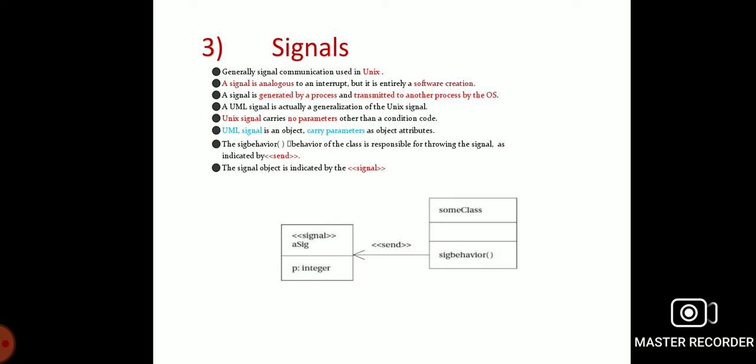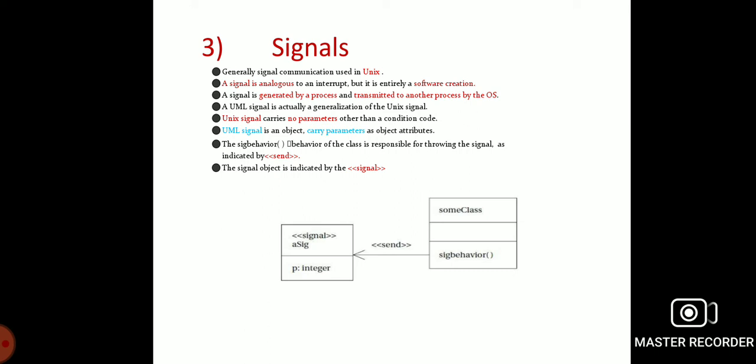UML signals are objects. They carry parameters as object attributes. The signal behavior of the class is responsible for sending the signals, as indicated by the send, or the signal object is indicated by the signal. So these are some classes and the signal behavior in terms of the memory location. We can send or receive the signals to the integer or any other peripheral node.